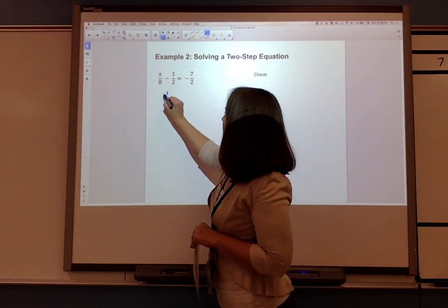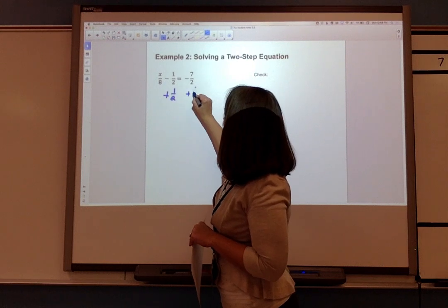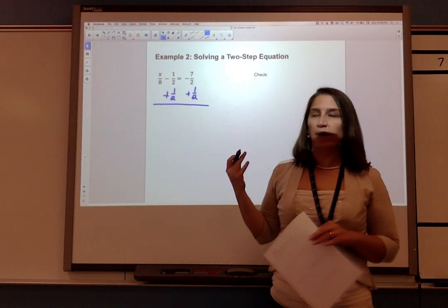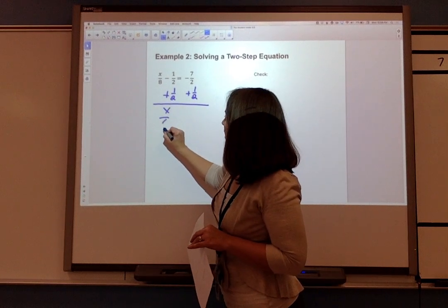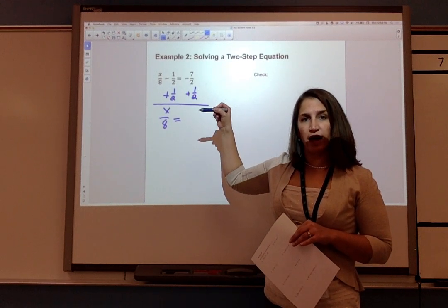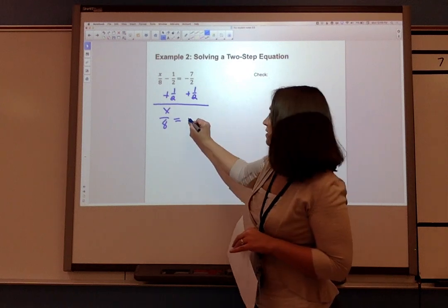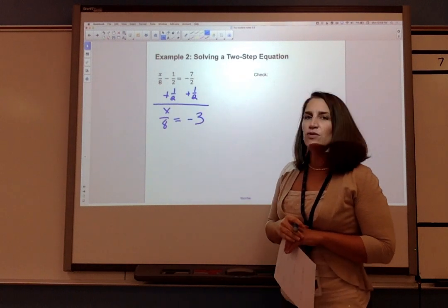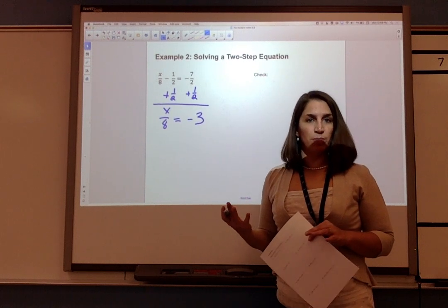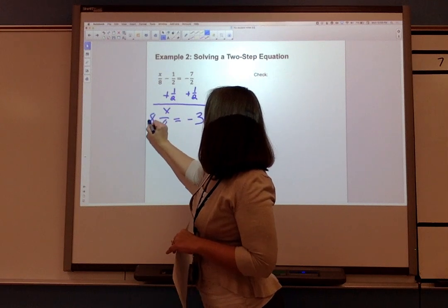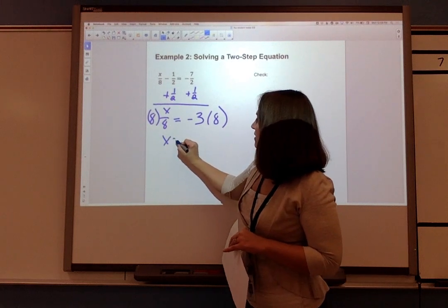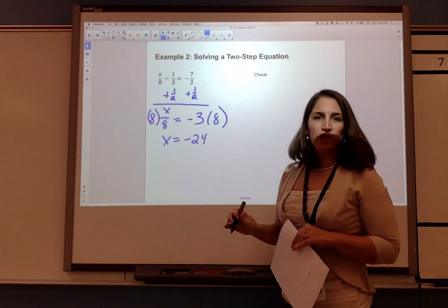So I want to add 1/2 to both sides of this equation to get all of my constant terms on the right. So now I'm left with x over 8 on the left, and negative 7/2 plus 1/2 would be negative 6/2 or negative 3. So I have x over 8 equals negative 3. Now I have a one-step equation where I need to multiply by 8 on both sides of my equation. So I have x equals negative 24.